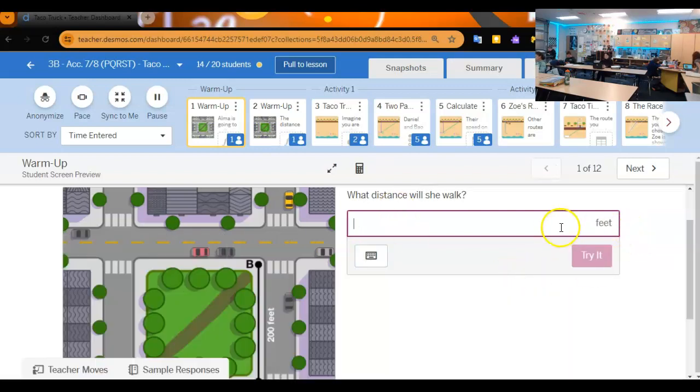Right? If you don't know how to do something, turn to a classmate and say, hey, did you figure this out yet? I know there must be a way.